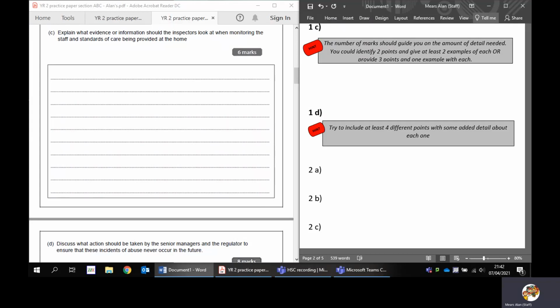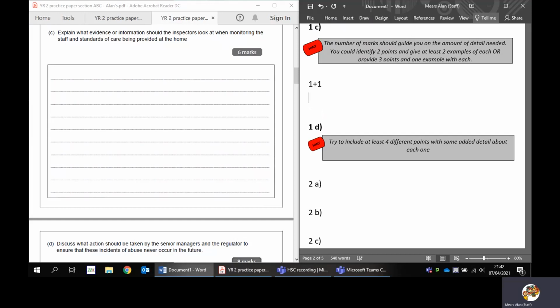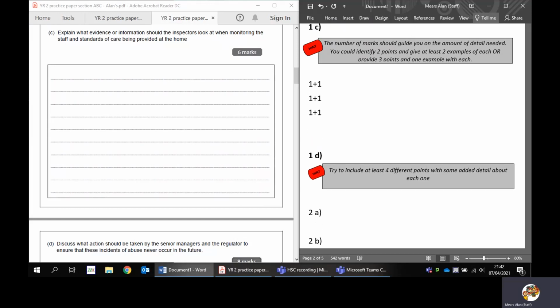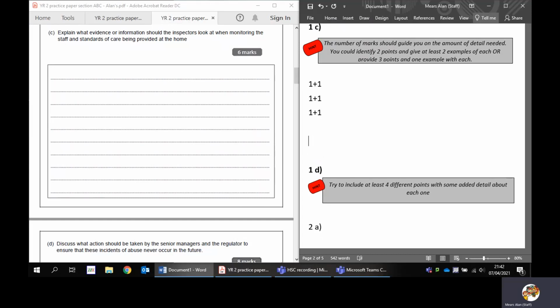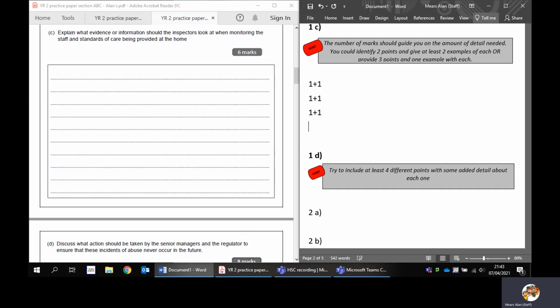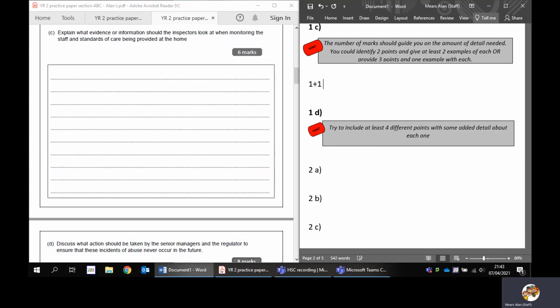Now with a 6 marker, the general pattern, I would say, is again 1+1, 1+1, 1+1. But you could go another way by giving a 1+2. So you give a point and then you give a longer explanation of what it is. But 1+1 I think is easier: 3 points with 3 bits of detail. So let's put some ideas down.